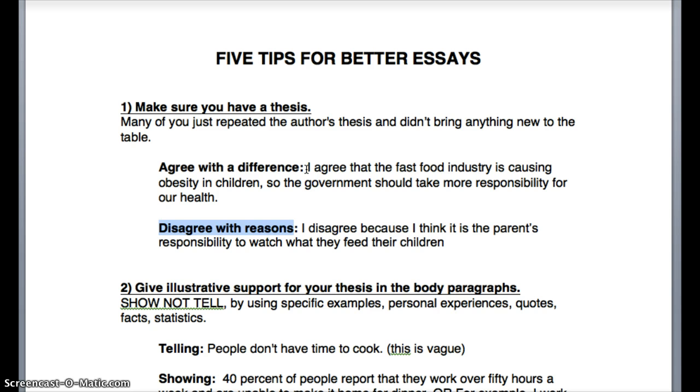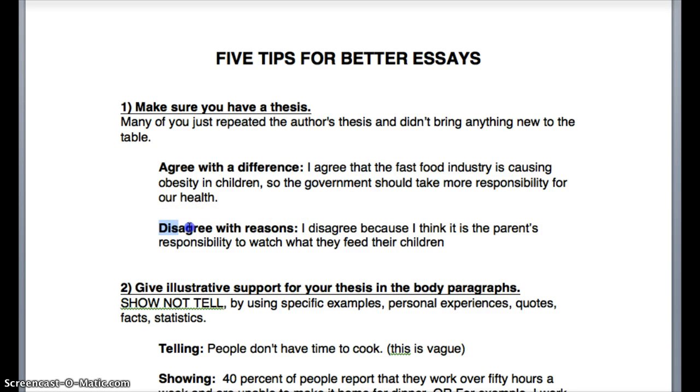Here is an example of a thesis that agrees with a difference. "I agree that the fast food industry is causing obesity in children, so the government should take more responsibility for our health." Agreeing on one hand that the fast food industry is to blame, and then offering a new idea that the government should take more responsibility. Then in the rest of the essay, the author will be talking specifically about how government can help improve our health, okay?